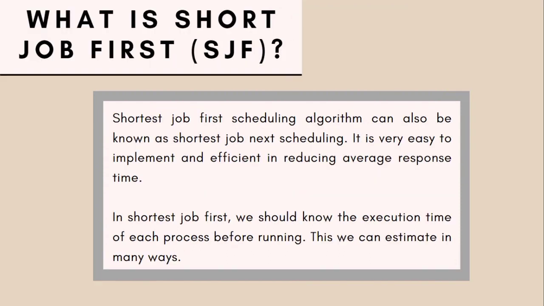What is shortest job first? The shortest job first scheduling algorithm can also be known as shortest job next scheduling. It is very easy to implement and efficient in reducing average response time. In shortest job first, we should know the execution time of each process before running. This we can estimate in many ways.